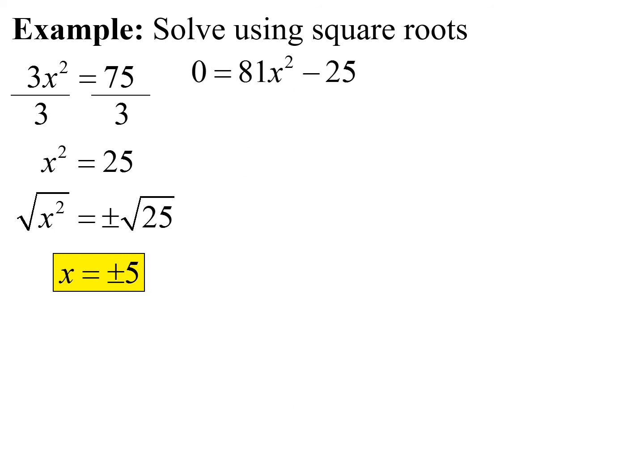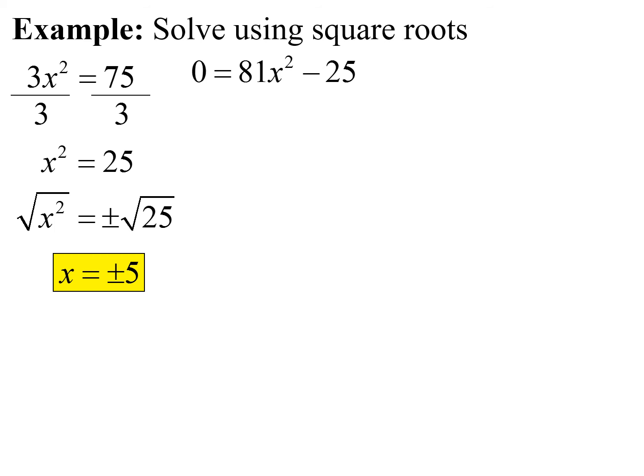Our next example, we have 0 equals 81x squared minus 25. Now, I like that 81 because I know that that's a perfect square. It's a 9 squared. And I like 25 because I know that 25 is 5 squared. So if I can somehow take the square root of these, I know I'm going to get whole numbers. So what I want to do is first get x squared by itself and then look at taking the square root.